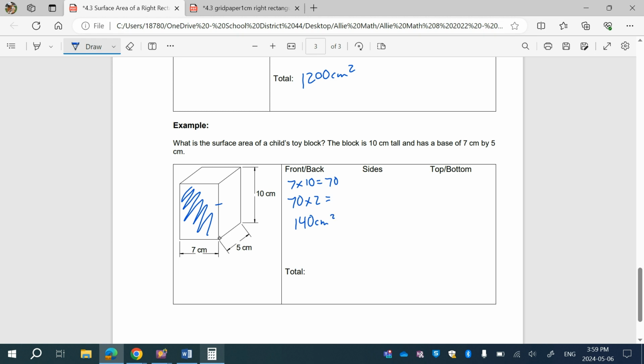It's been squared. Next, let's do our sides. Right here, looks like it's going to be 5 times 10. So 5 times 10 equals 50. And we have both sides, so we're going to times that by 2, and we've got 100 centimeters squared.